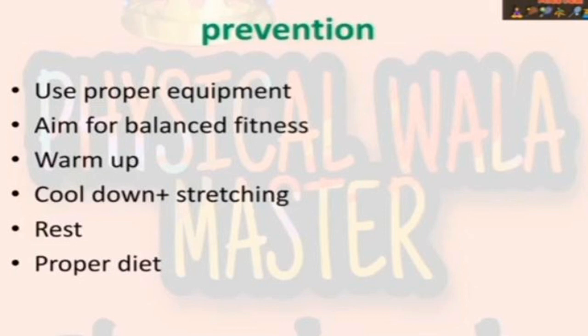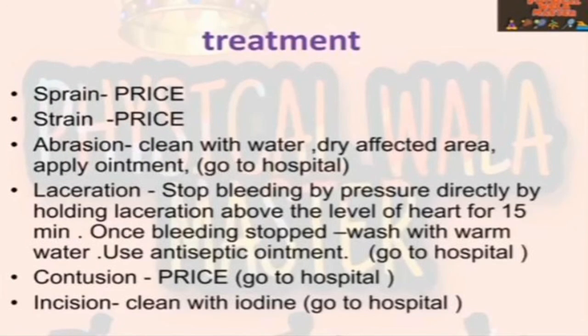Proper sports facilities should be provided to the sports person. Don't do overtraining. The sportsman should know to what extent he should practice. Use of proper techniques, obeying the rules, proper cooling down are various preventive measures of the injuries. So these were the preventive measures in the sports injuries.